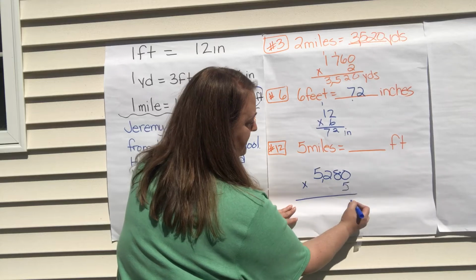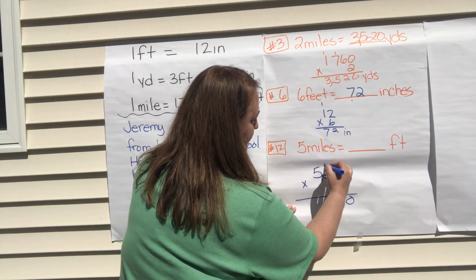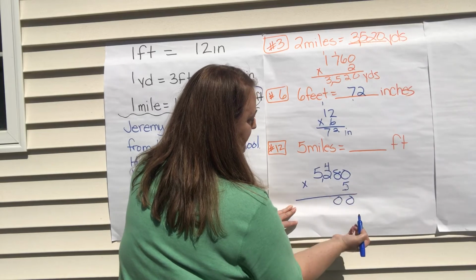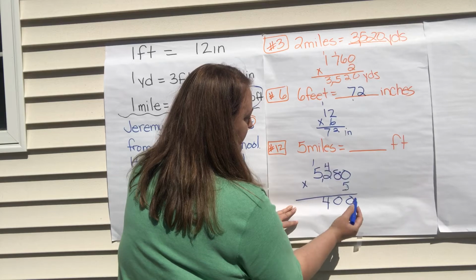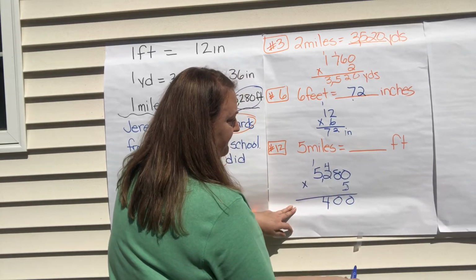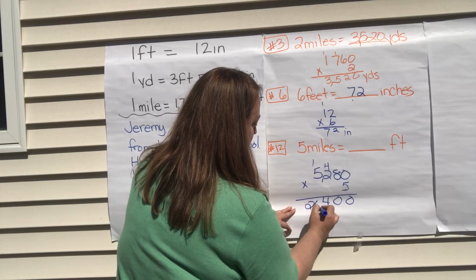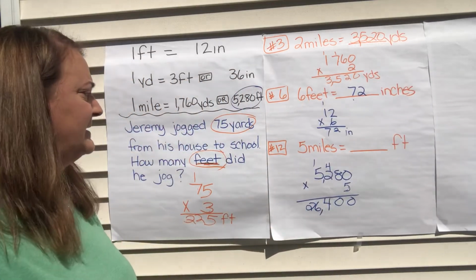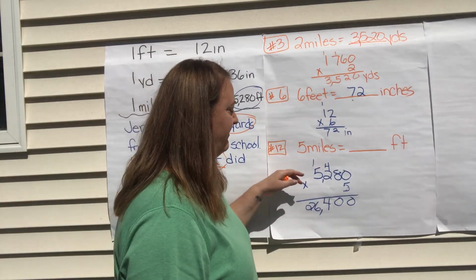5 times 0 is 0. 5 times 8 is 40. Carry the 4. 5 times 2 is 10. Plus 4 is 14. Carry the 1. 5 times 5 is 25. Plus 1 more is 26. 26,400 feet are equivalent to 5 miles.